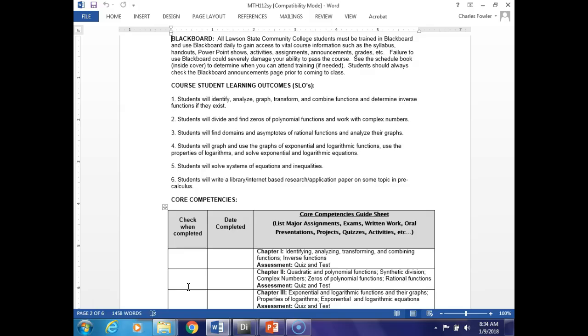Now, not just syllabus, handouts. Usually if I have a handout for you, I'm going to hand it out, okay? I don't usually put handouts on Blackboard, but other classes may, okay? PowerPoint shows. Okay, now it's not there yet. Don't look for them yet, but they will be there in two places.